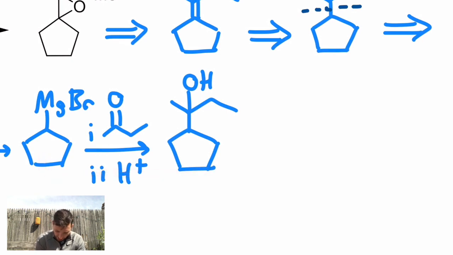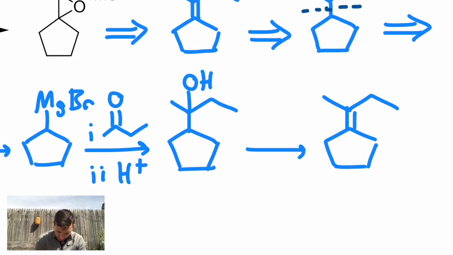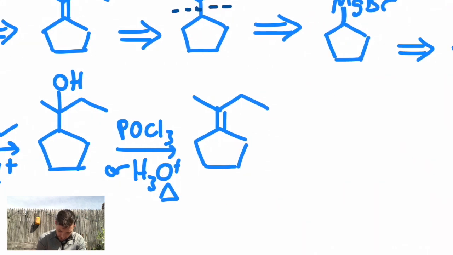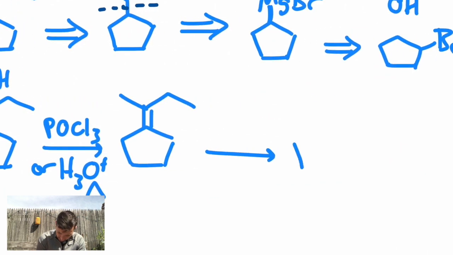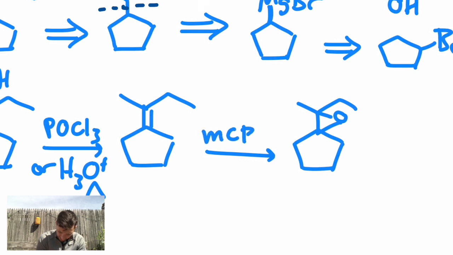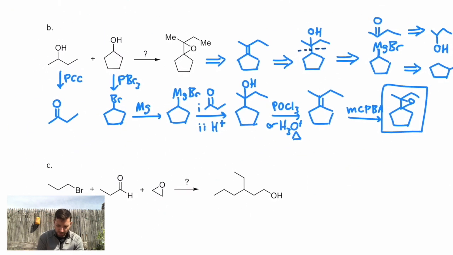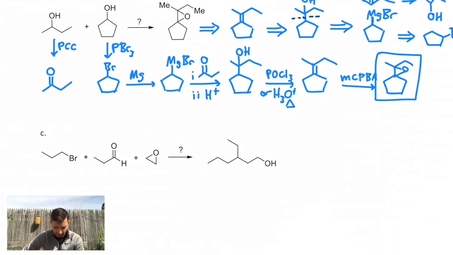I still have to go forward some more. I have to turn that tertiary alcohol into an alkene. So go back to earlier in the semester, we could use POCl3, that will do an elimination, or H3O plus and heat, if that's easy to remember. And then lastly, we make the epoxide. So I do that with metachloroperoxybenzoic acid, MCPBA. And there's your epoxide. Quite a few more steps than the first one, but a good review and a combination of lots of reactions that we've learned.